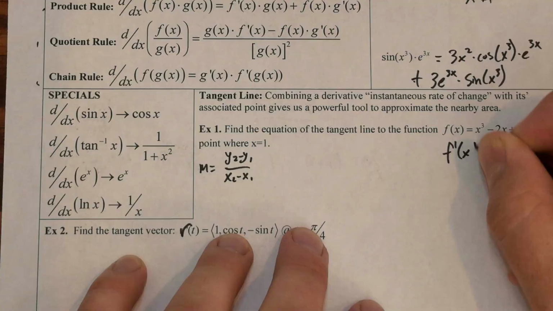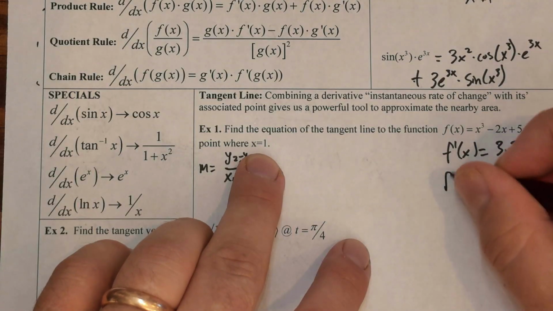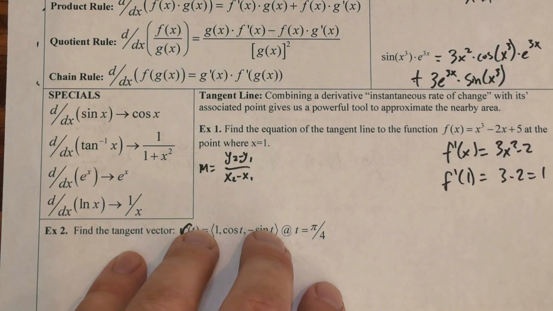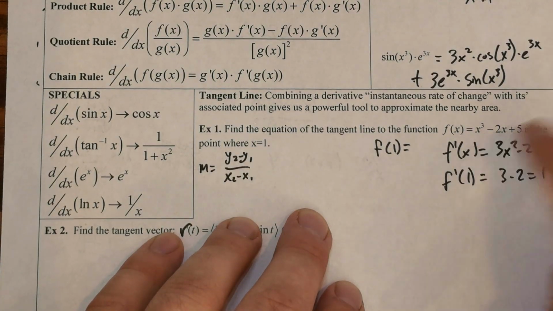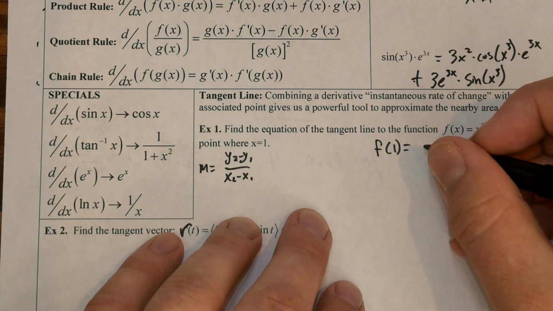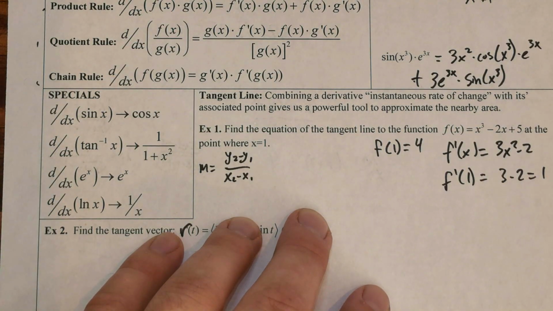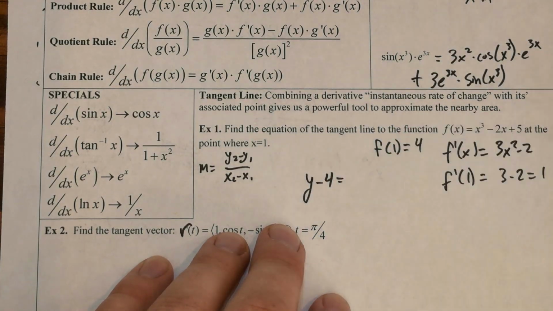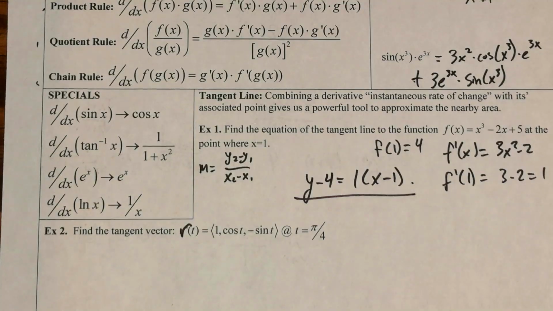So I take my quick power rule derivative over here. I evaluate it at x equals 1 as the question asks me to do. My slope is now 1, but I also need a coordinate at 1, so plug 1 in. I'll get 1 minus 2 plus 5. That means my point here is going to be 1 comma 4. And so I put those things together. Y minus 4 equals 1 times x minus 1. Nice clean answer there for us.